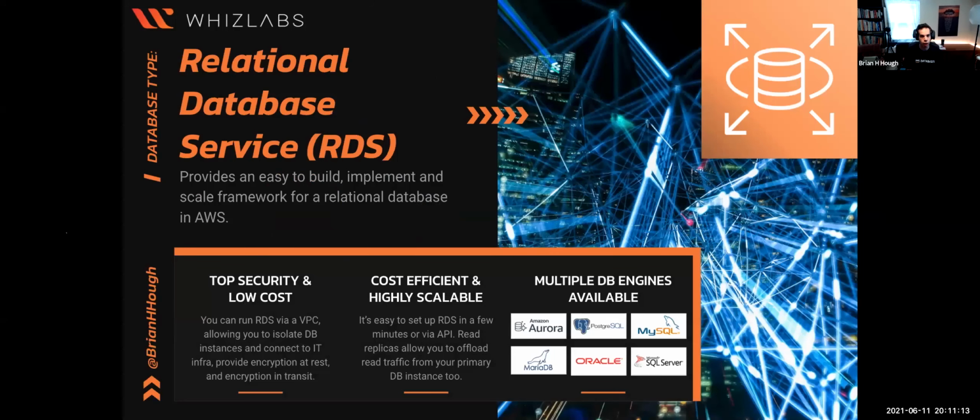So just to kick this off, I want to start talking about one of the first databases, Relational Database Service, so RDS. Relational databases are just easy to build. They're very quick to create, and it's really a framework for a relational database. They can use a number of different engines. We're talking Aurora from Amazon, Postgres, MySQL, MariaDB, Oracle, and SQL Server. And they're very cost efficient and highly scalable. So they allow you to offload read traffic. You can create and basically connect to the database really in seconds.